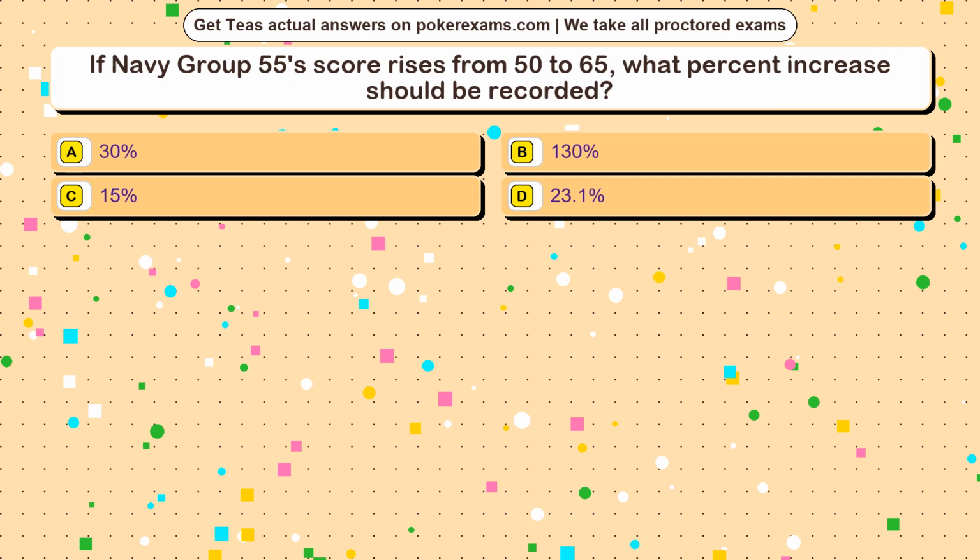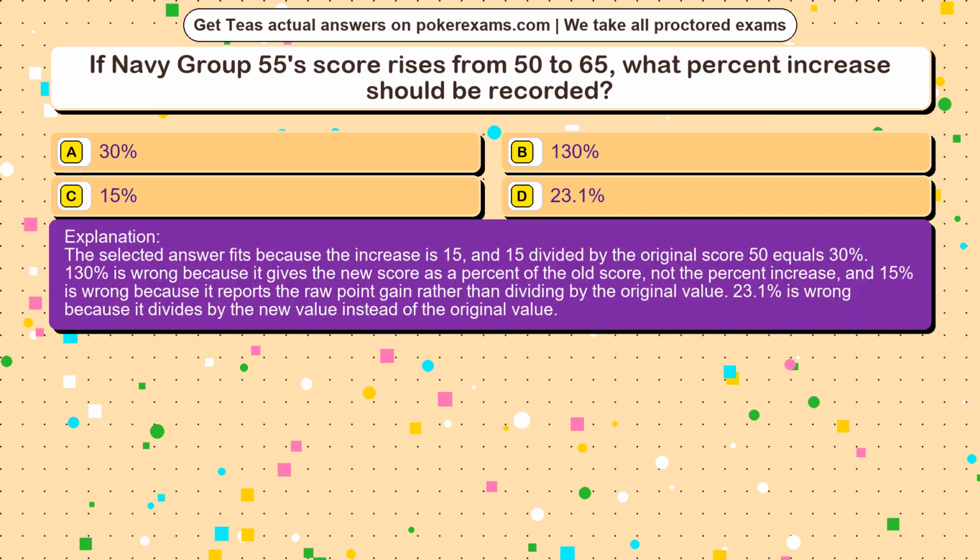The correct answer is option. The selected answer fits because the increase is 15, and 15 divided by the original score 50 equals 30%. 130% is wrong because it gives the new score as a percent of the old score, not the percent increase, and 15% is wrong because it reports the raw point gain rather than dividing by the original value. 23.1% is wrong because it divides by the new value instead of the original value.